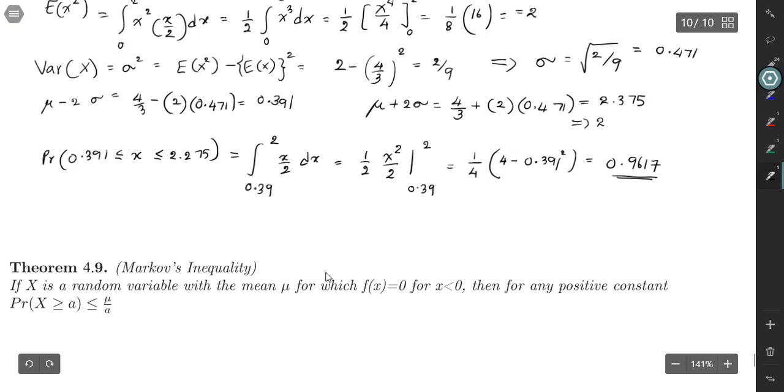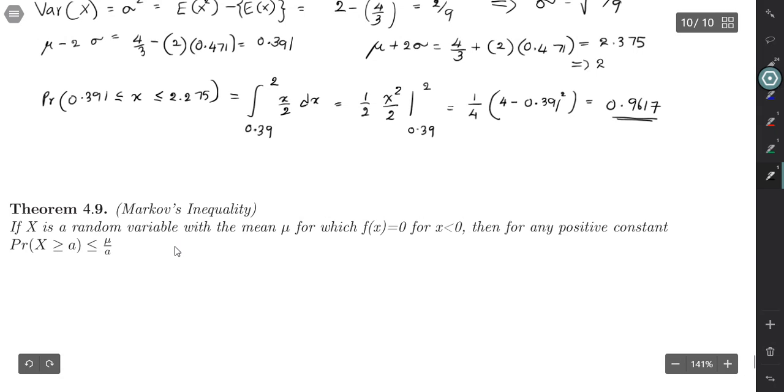The final theorem for the chapter is Markov's inequality. If x is a random variable with mean mu, for which f(x) equals 0 for x less than 0, then for any positive constant a, the probability that x is greater than or equal to a is less than or equal to mu over a.